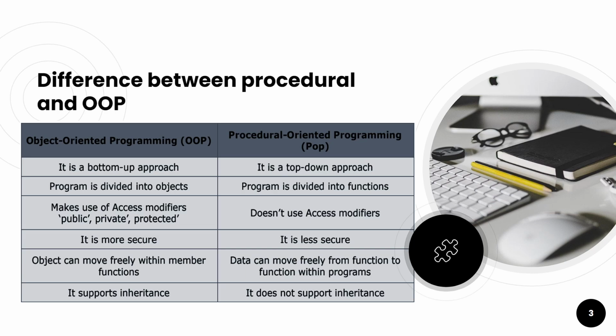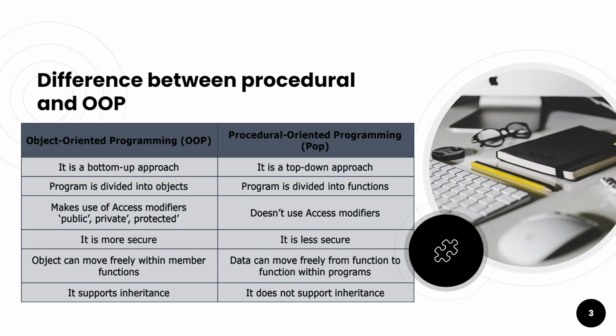A top-down approach is when you start from a smaller level of understanding and then you dig deeper and deeper to get to the broader level of understanding. Now that is a top-down approach, and the program is divided into objects in object-oriented programming, and the program is divided into functions in procedural-oriented programming.